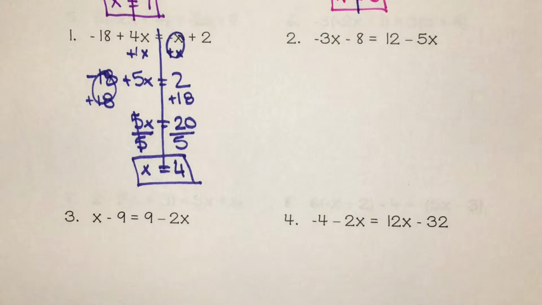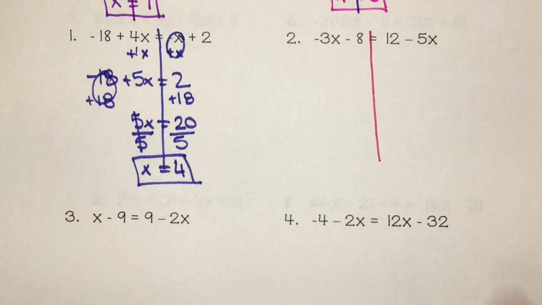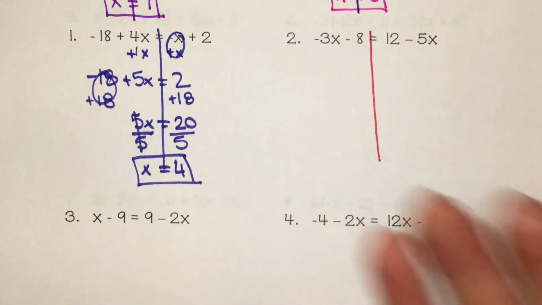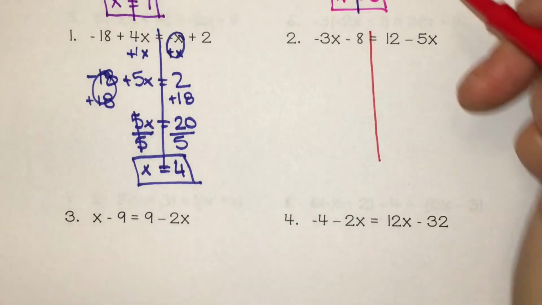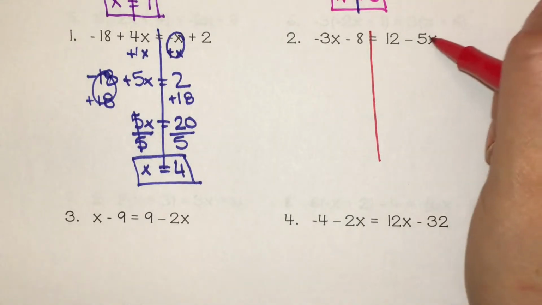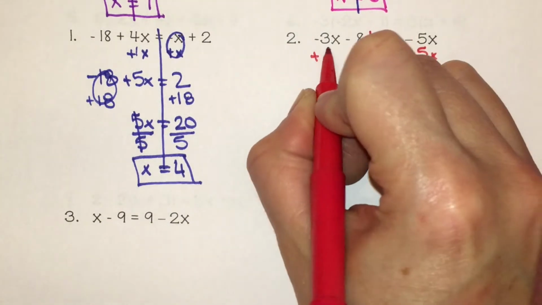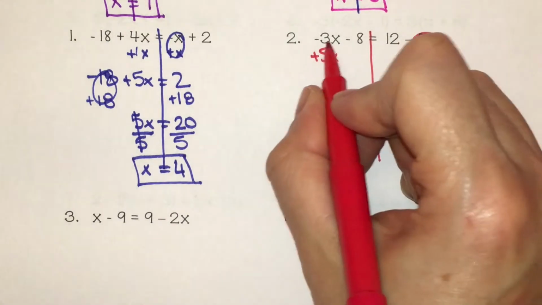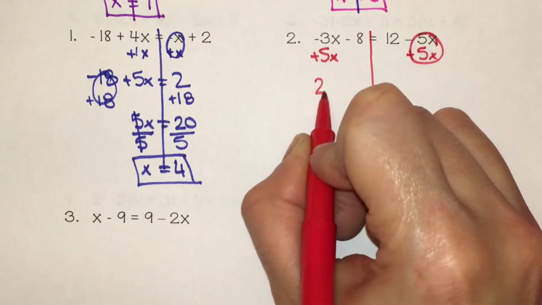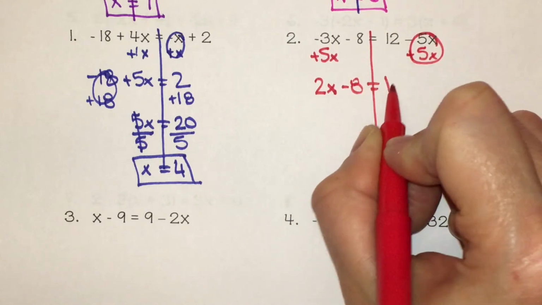All right, next one. Again, move your variables to the same side. I like to move my variables to the left. It just makes it easier. It truly wouldn't matter which side you move them to, as long as you move them to the same side. So I'm going to get rid of this minus 5x by adding 5x to both sides. Negative 5x plus 5x is 0. Negative 3x plus 5x is 2x. Bring down the minus 8 equals 12.